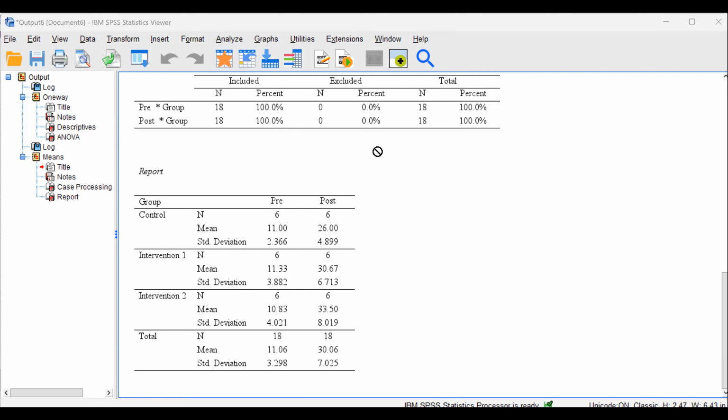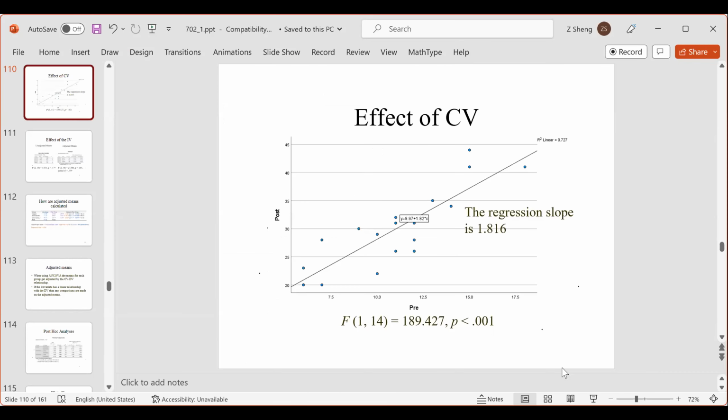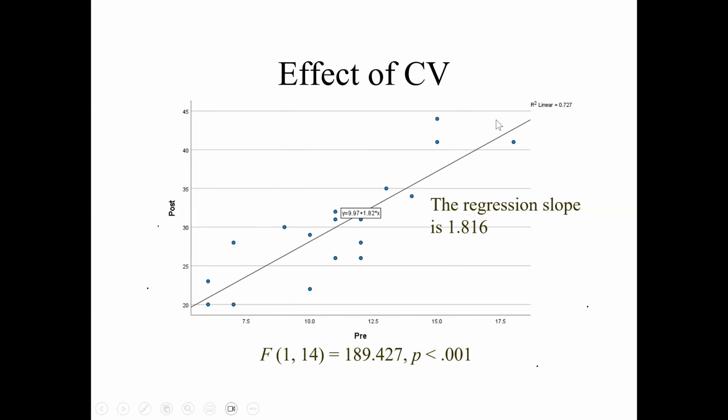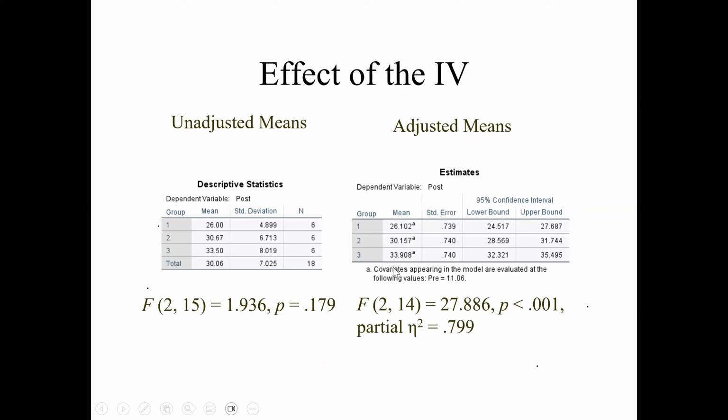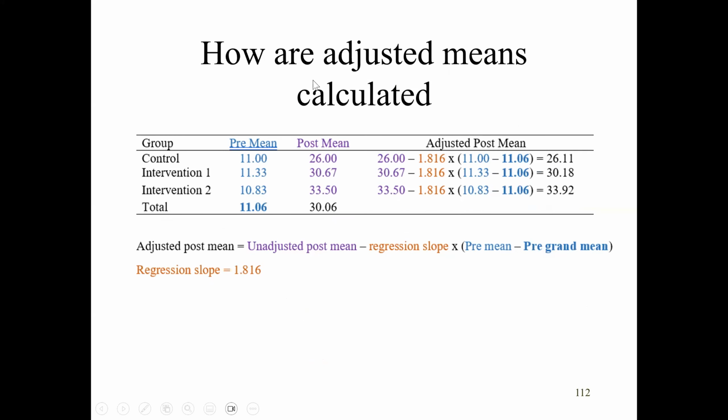I do have this on the slide here. You can see that the pre-test and post-test are linearly related, and we can have a regression equation to show what the relationship is. And we can use the regression slope to adjust the mean differences. So this is how the means are adjusted.